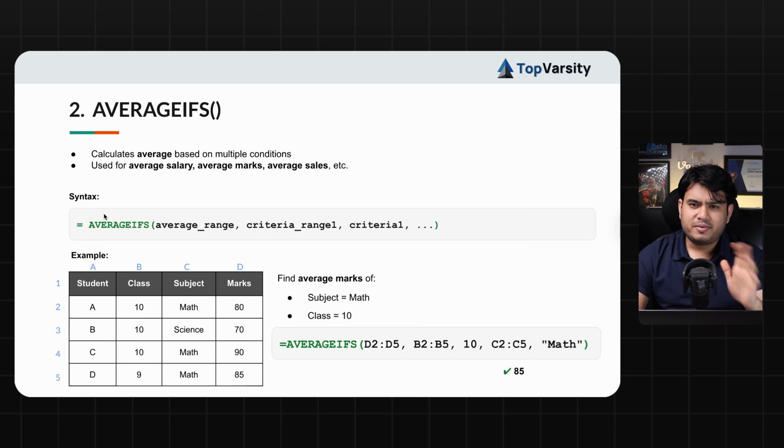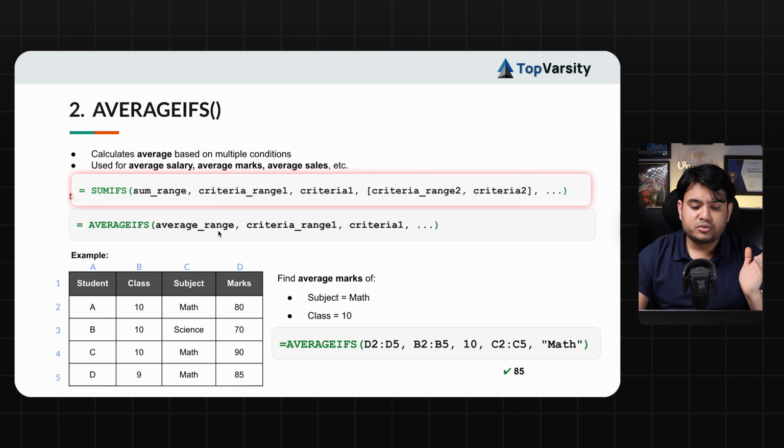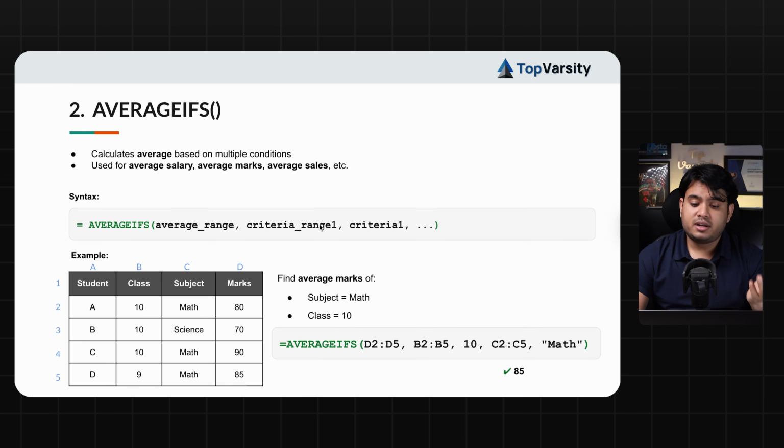The syntax will be very similar. AVERAGEIFS will be the start of your formula. Then where in SUMIFS we used sum range, here we use average range. Then criteria range 1 and criteria 1, then criteria range 2, criteria 2, criteria range 3, criteria 3, and so on. This will be your syntax. So to solve this problem, I need to find the average marks of subject maths and the class should be 10.